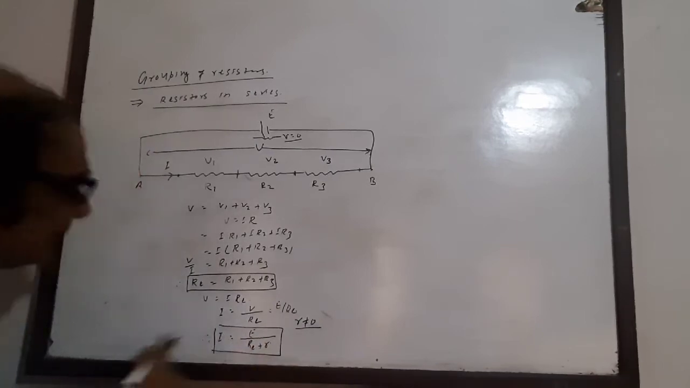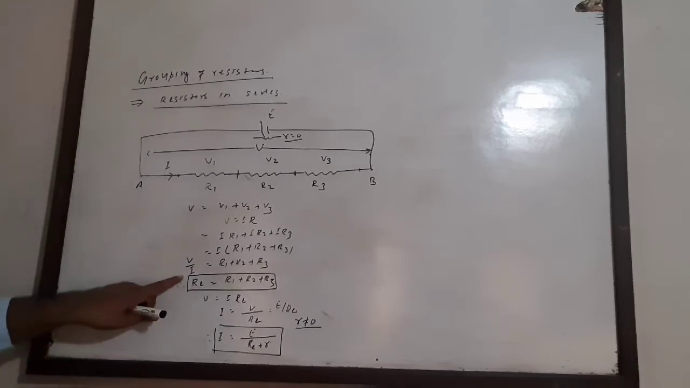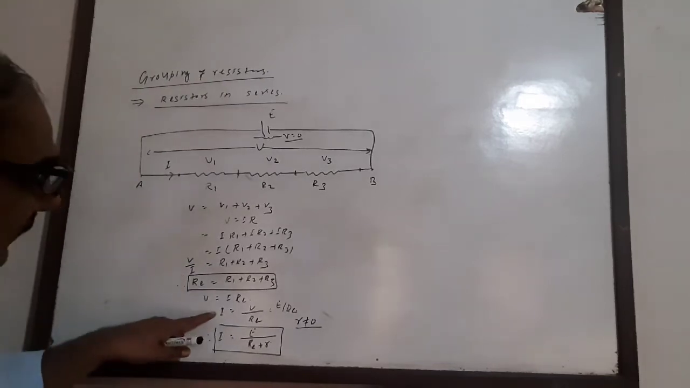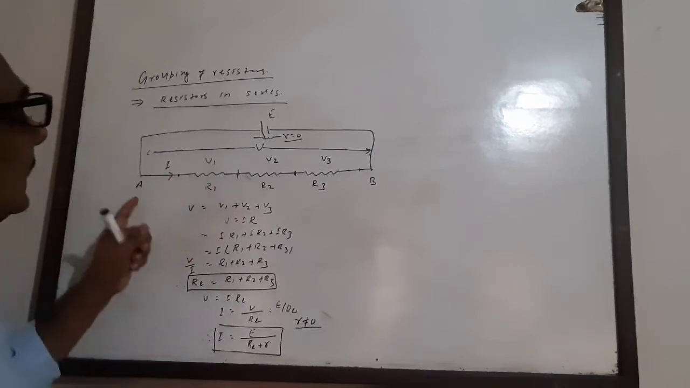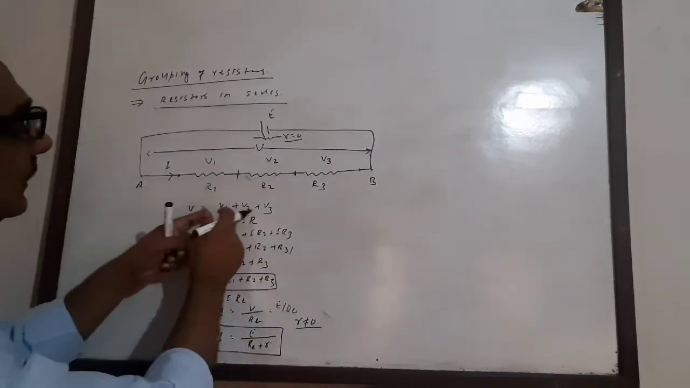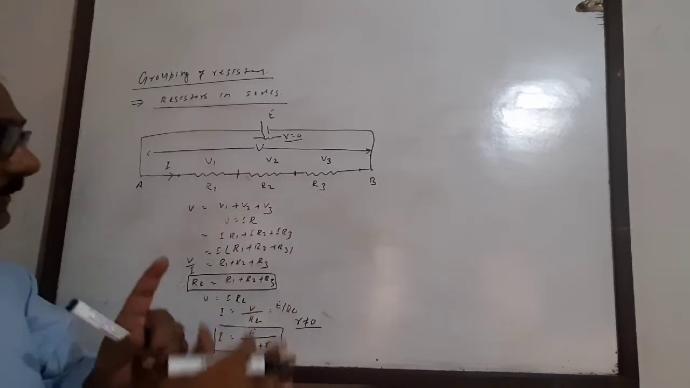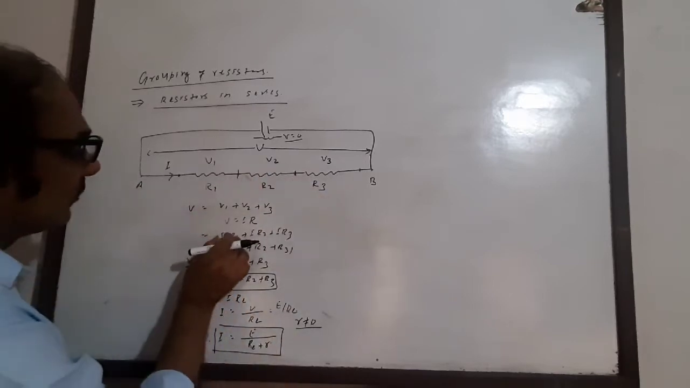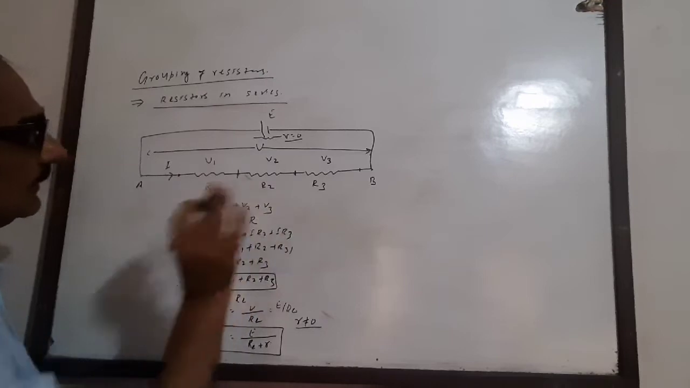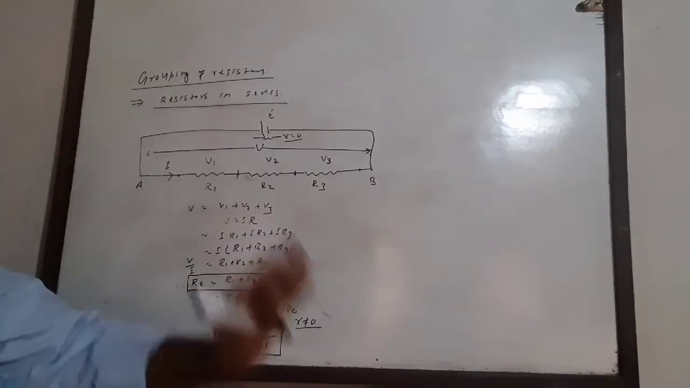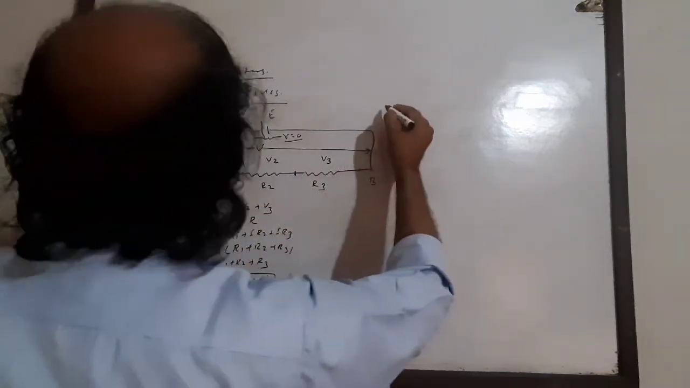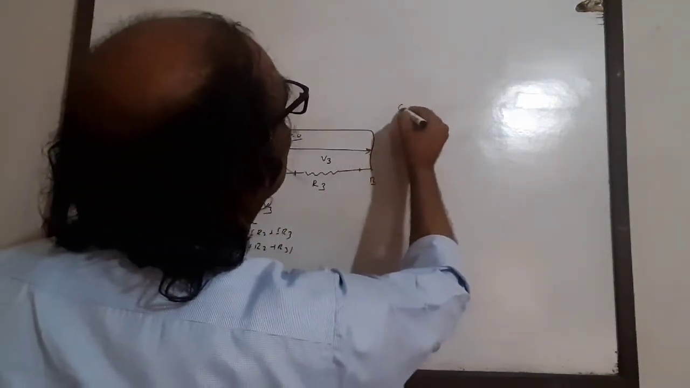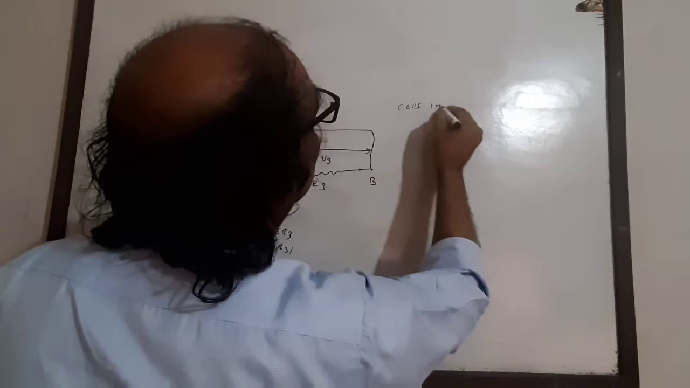In this way, the equivalent resistance can be obtained, the total current can be obtained, and the potential across the different resistors like V1, V2, V3 can also be calculated. So V1 is equal to I R1, V2 is I R2 and V3 is I R3. Now, that covers resistors in series, and now second, cells in series.